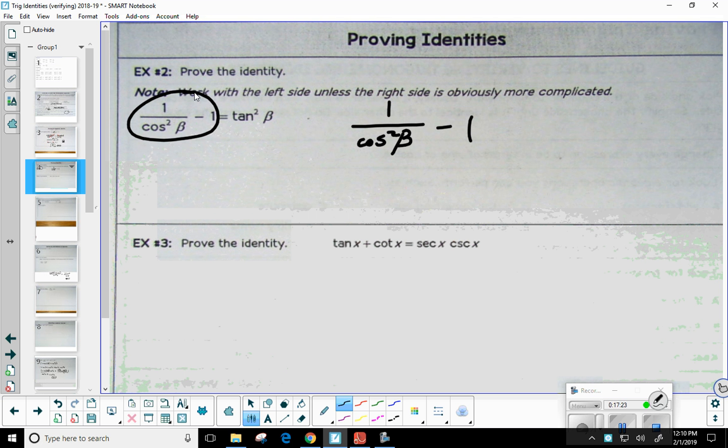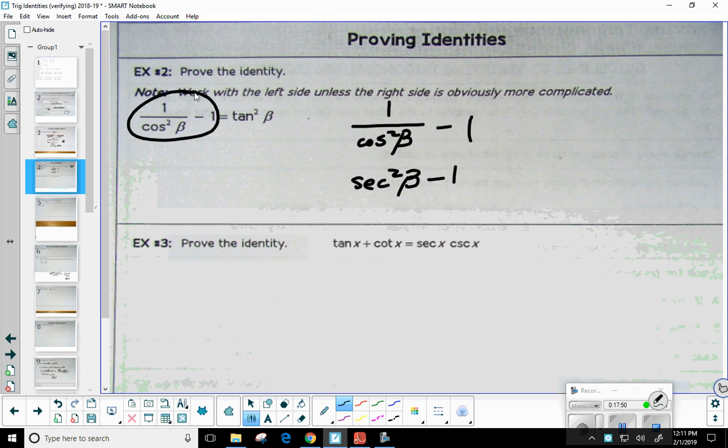All right. So see how it makes it a little easier? We're still using the identities, but now we know exactly where to stop. Does that make sense? Okay. So how am I going to make this look like a tangent squared? Okay, so we know 1 over cosine is secant. So 1 over cosine squared would be secant squared of beta.